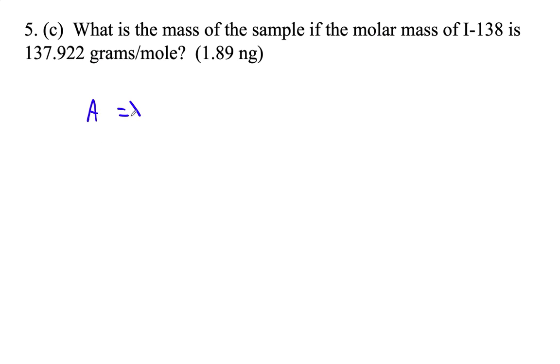Activity is lambda n, right? And we know the activity, and we can figure out the lambda from the half-life. So then we can figure out n. And knowing the number of atoms in the molar mass, and knowing that 6.02 times 10 to the 23rd of those atoms would have exactly this much mass, we can figure out the amount of grams that we actually have, right? So first thing I'm going to do is figure out the lambda.